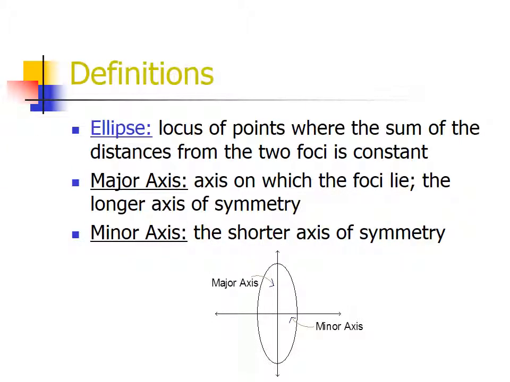We saw in class that an ellipse can be defined as the locus of points where the sum of the distances from the two foci is constant. You drew in the major axis, which goes through the two foci, and it's the longer axis of symmetry. You also drew in the minor axis, which is the shorter axis of symmetry.